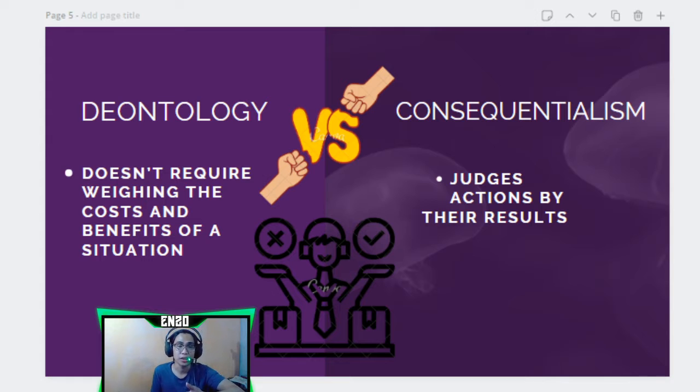You can see deontology doesn't require weighing the costs and benefits of a situation. Consequentialism, on the other hand, judges actions by their results. So that's consequentialism, right? Both consequences are good, but which has more good? The more good is better than less good. That's what is always said in consequentialism.